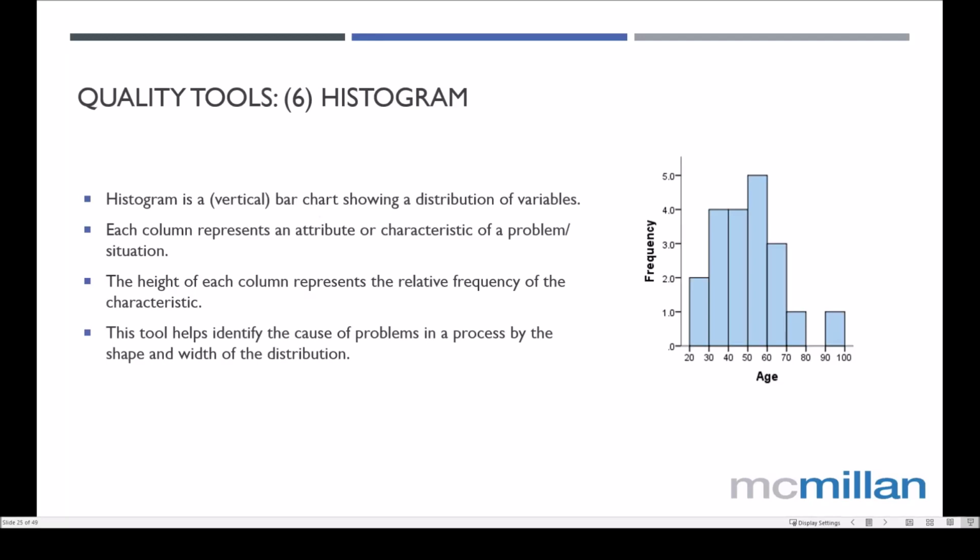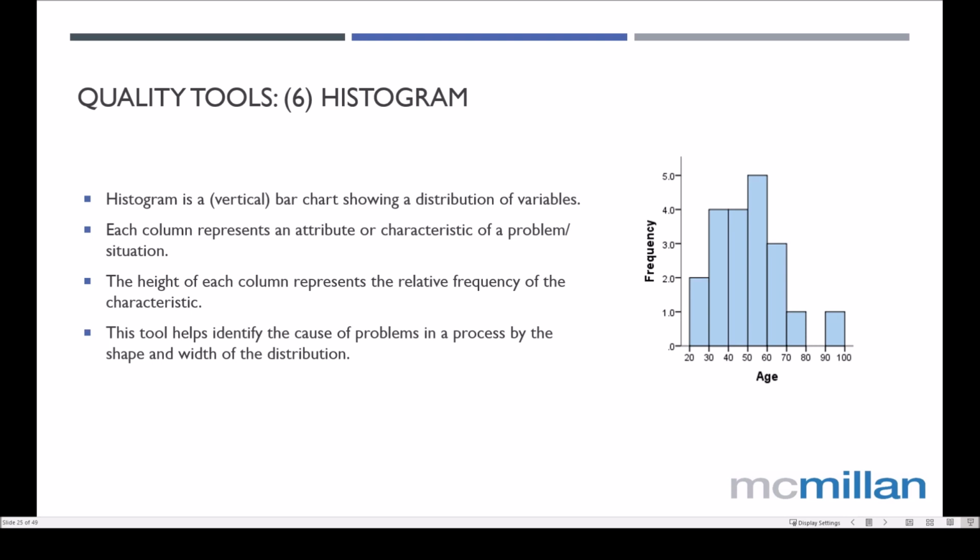So just briefly, I want to talk a little bit about the histogram, and the histogram is just another variation of a bar graph. Instead, in this case, we're looking at the distribution and the shape of the distribution. So as per the diagram here on this slide, you can see that the frequency is here and then the age distribution is here.